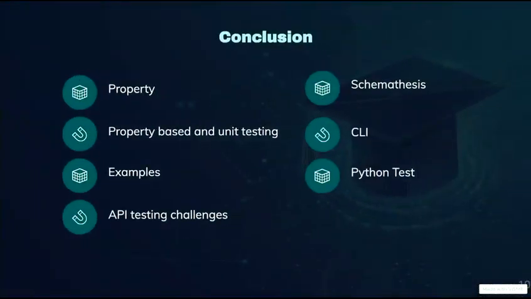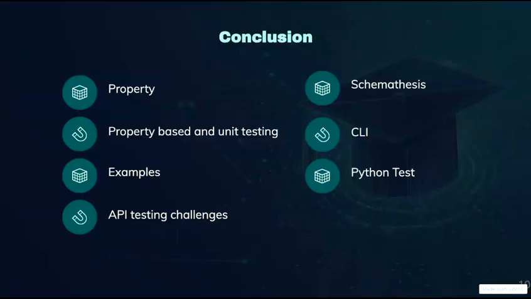Okay, so in conclusion, we understood what a property is. Property of any code, whether it is an API or a normal add function, we now understand what it is. We saw the utility of property-based testing, how it can help us in reducing our effort in implementing unit tests. So Hypothesis, if you want to use it for general cases, and Schemathesis if you are testing any web application. We have seen examples.